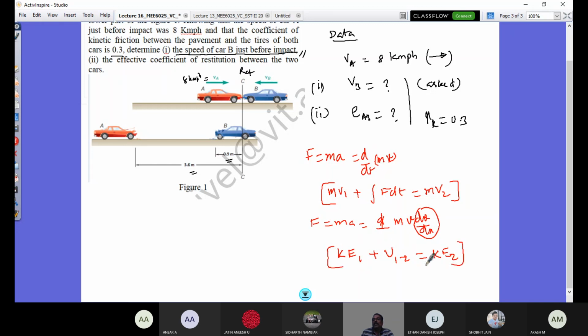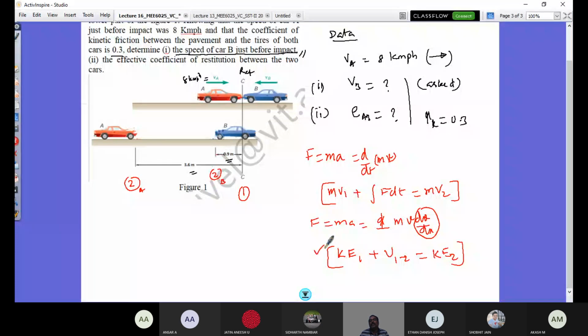So 1 and 2 refer to what? State 1 and 2. So here maybe you consider this position C is 1, position here is 2 for vehicle A. Similarly, position 2 here for vehicle B. So kinetic energy at position 1 plus work done from position 1 to 2 is kinetic energy at position 2. At position 2, the vehicle stopped, so kinetic energy is 0.